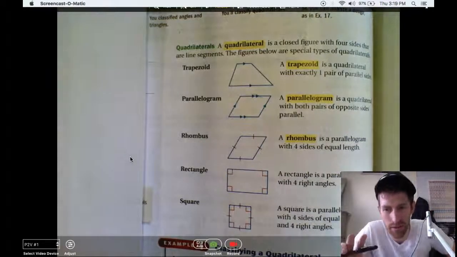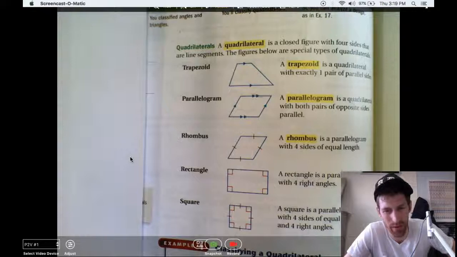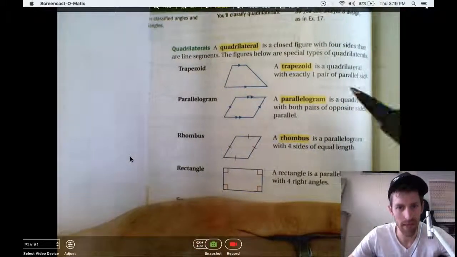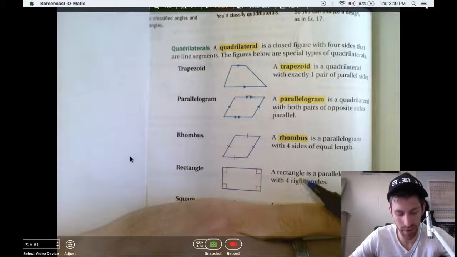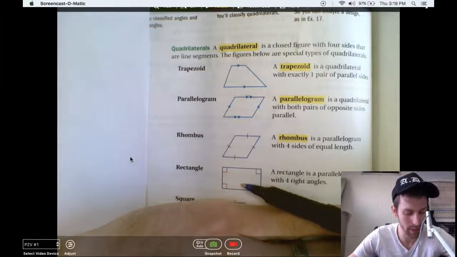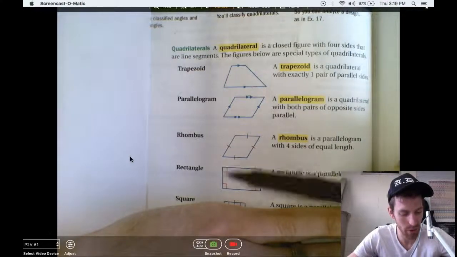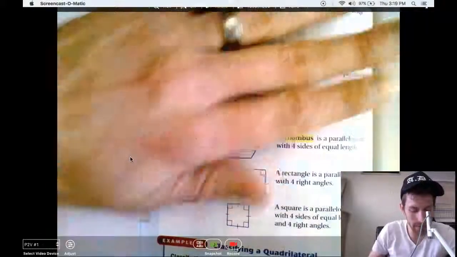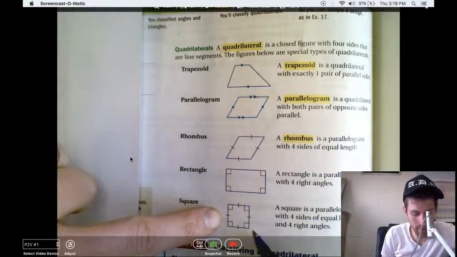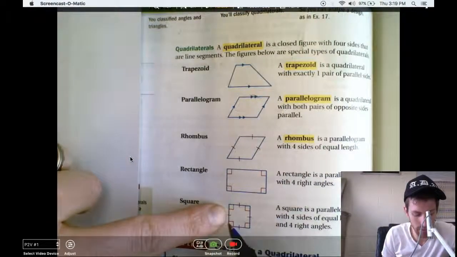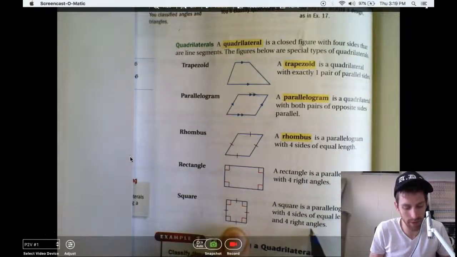Now, pay close attention to this. This is like the key to life. Rectangle and square, okay? By definition, a rectangle is a quadrilateral with four right angles. They call it here a parallelogram with four right angles. That's true because that side's parallel with that, and that one's parallel with that, but it has four right angles. And if it has four right angles, automatically it's going to be a parallelogram. Now, is a square a rectangle? Look at this square down here. Is this a rectangle? Yes, because there are four right angles. Okay, but what specifically is a square? It's a parallelogram with four sides of equal length and four right angles.